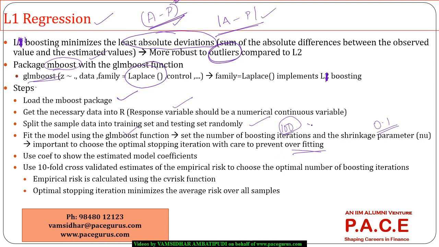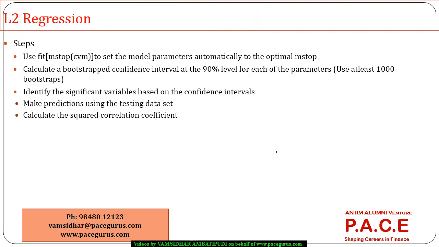Initially we will set something, but we have a method where we are doing a tenfold cross validation process. We are estimating the empirical risk using the CV risk function, and based on that we are trying to see where the number of iterations needs to be stopped, and that is what we are using as a model for the fitment purpose. You can clearly see that the steps we are executing here are more or less on the same lines as the L2 regression that we executed earlier.